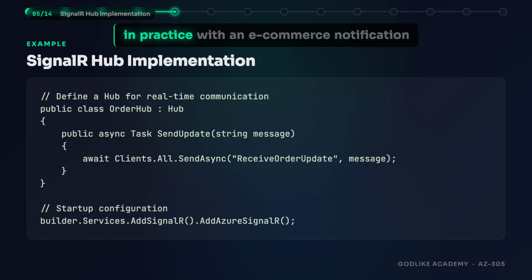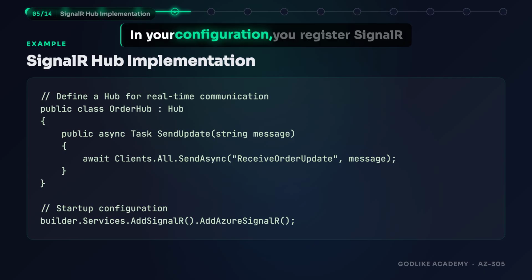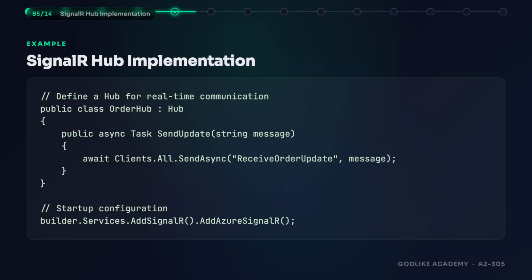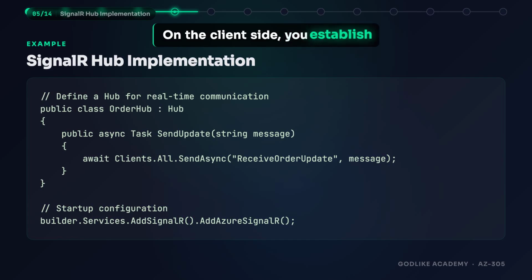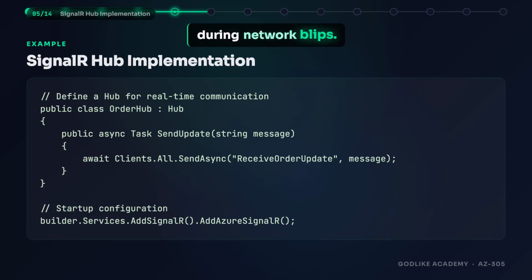Let's look at how this works in practice with an e-commerce notification system. On the server side, we define a hub class that inherits from the base Hub type. This hub contains a method to send updates to all connected clients using Clients.All. In your configuration, you register SignalR and add the Azure backend using the builder pattern. On the client side, you establish a connection to the hub URL and listen for specific events like receiving an order update, logging the message when it arrives. Skipping reconnection logic causes dropped messages during network blips.